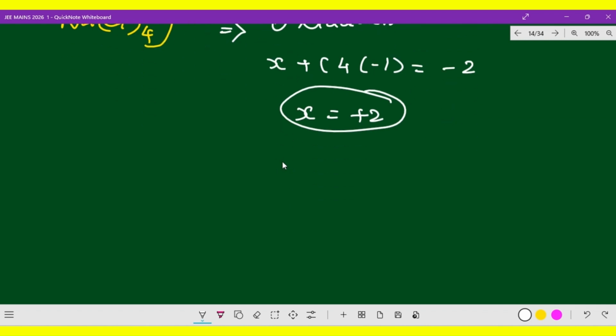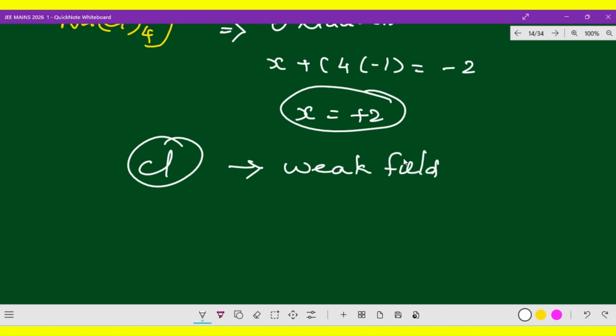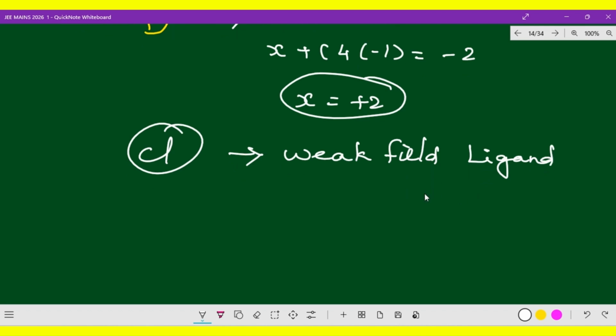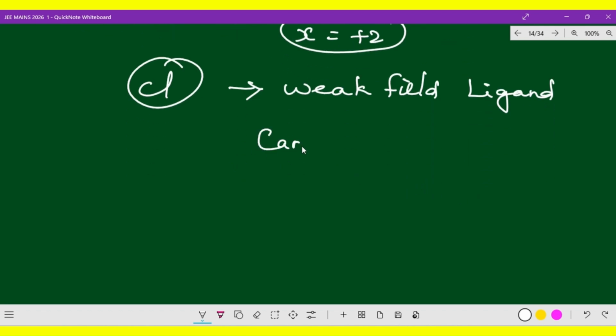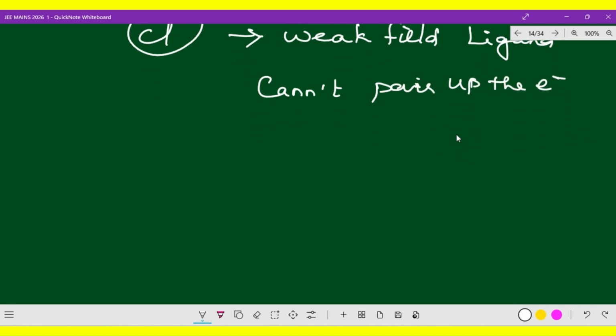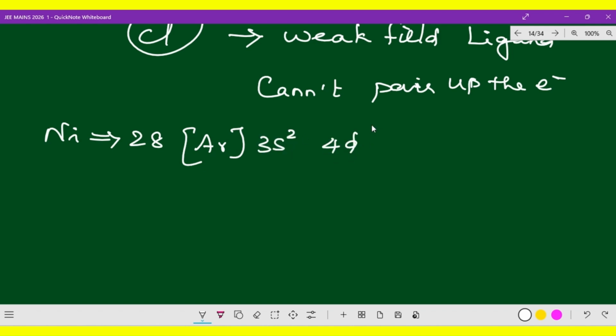Now is this a weak field or strong field? Cl- is a weak field ligand. A weak field ligand cannot pair up the electrons. So what we have to do is, for that same nickel, atomic number 28, argon 4s2 3d8.